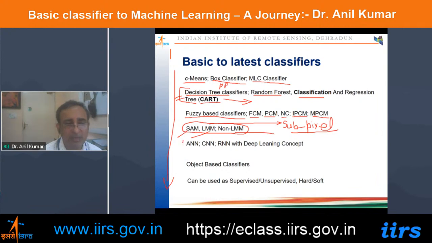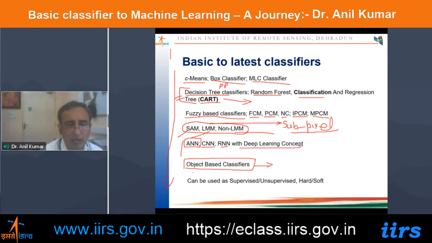Then you come to learning algorithms. The very advanced algorithm previously was ANN, artificial neural network, but today with the concept of deep learning, this ANN has become a base algorithm, and further you can see advanced algorithms CNN, RNN with deep learning concepts. Then you can have object-based classifiers which can use so many parameters from a given image, starting with color, shape, texture, hierarchy, segmentation, and so forth. So when it uses more than one parameter, your classifier becomes an object-based classifier.